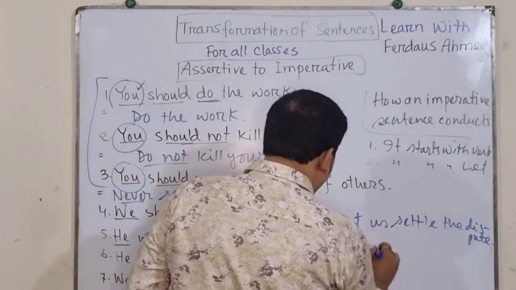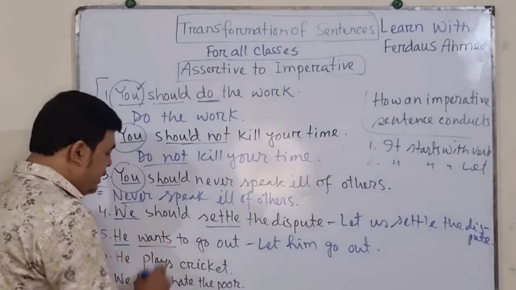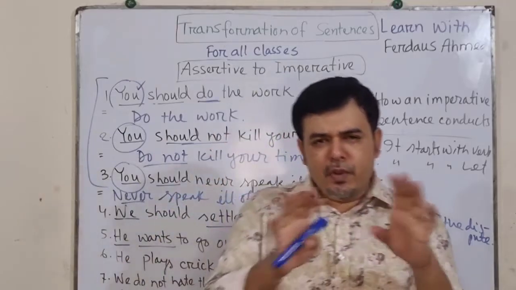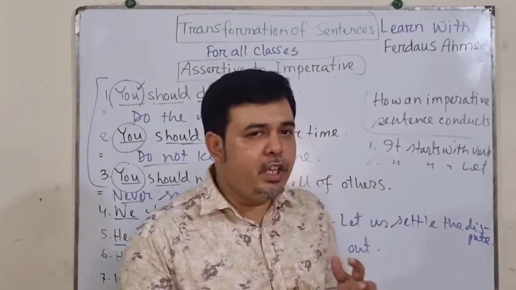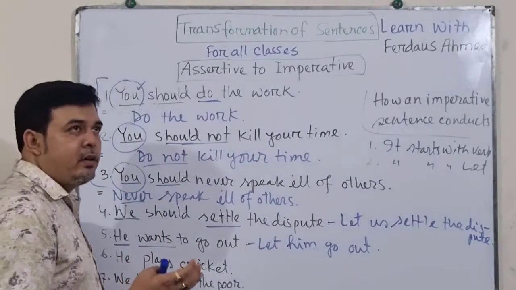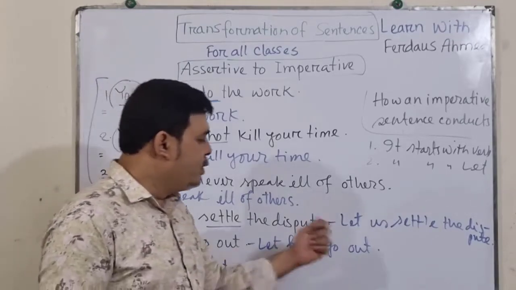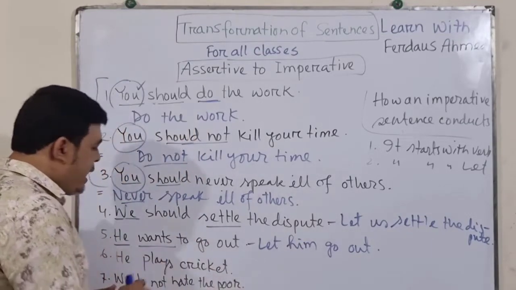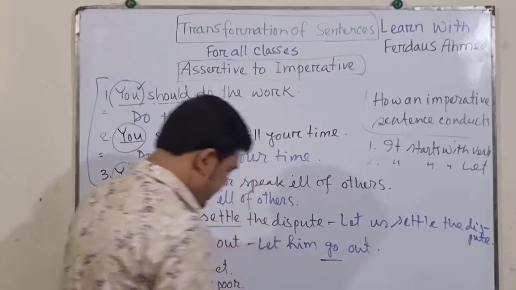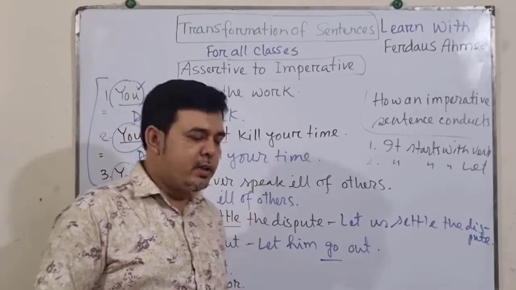go out. If you just think in that case what is the meaning of that sentence, it will help you to do the things correctly. So what are the things? He wants to go out, let him go out. So as he wants to go out, if we say let him go out, it expresses all the things.